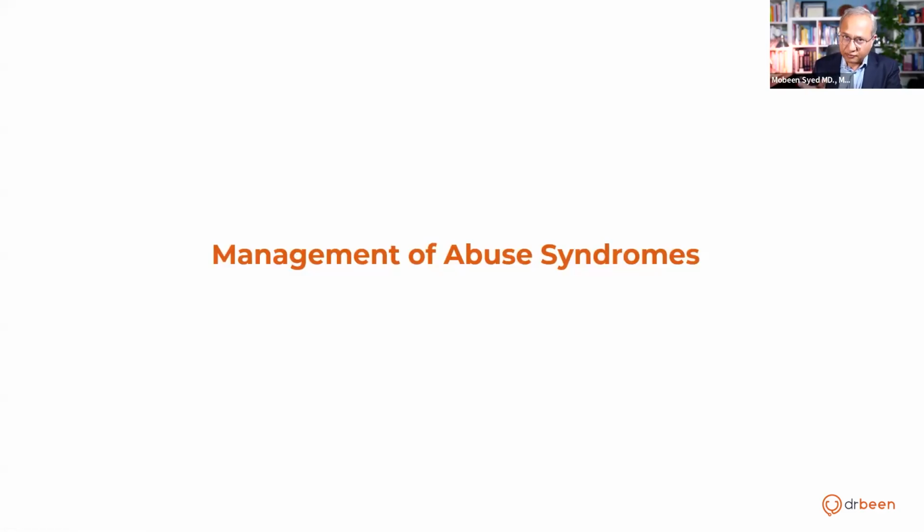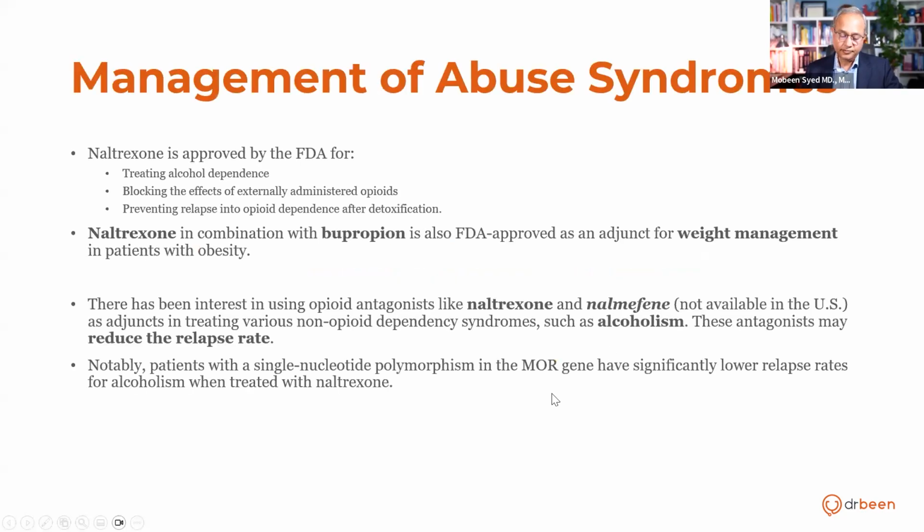And the final topic for today, as I said, today will be fast: management of opioid abuse syndromes. So naltrexone is approved by the FDA for treating alcohol dependencies. So not just opioid, but other than opioid abuse syndromes, for example, alcohol: treating alcohol dependencies, blocking the effects of externally administered opioids, preventing relapse into opioid dependence after detoxification.